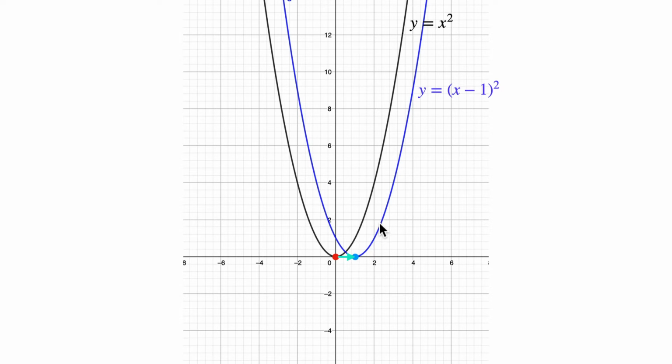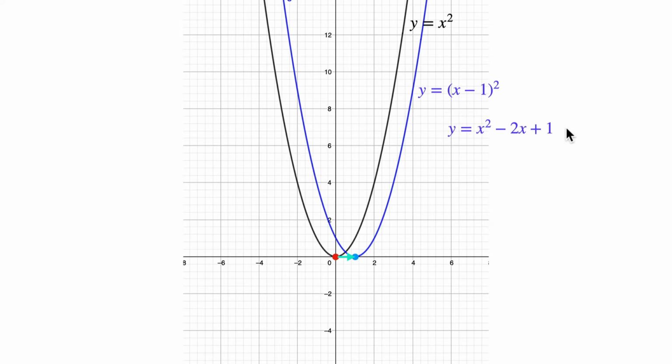This new function, this new parabola, gets the same value in x equal to 1 as the old one got for x equal to 0. So this is why I have to move this parabola one step to the right when I have a minus sign. And by the way, by now you know that this is x squared minus 2x plus 1, right?